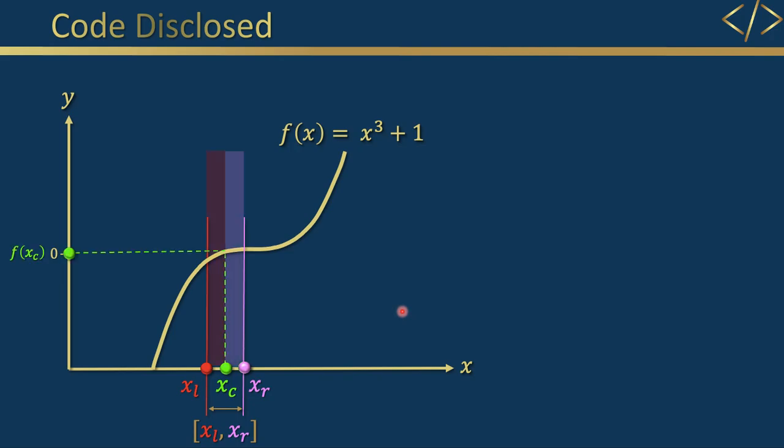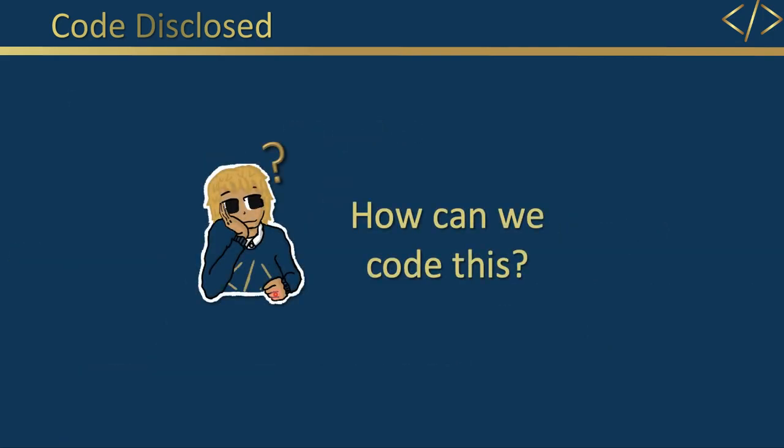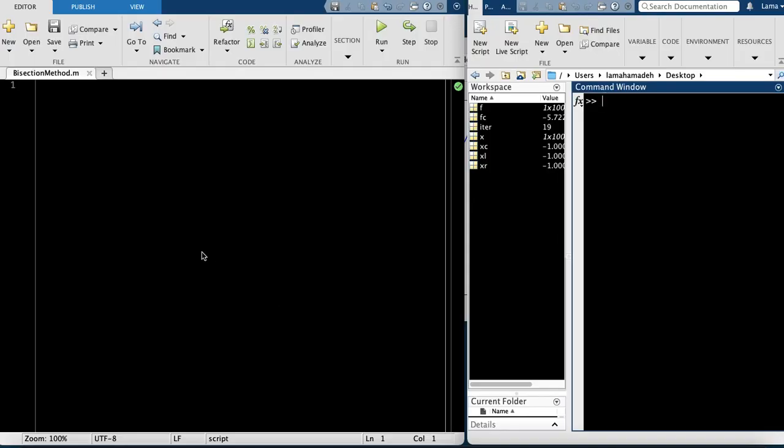Let's evaluate the function at the half, and you can see here that our function lies very close to 0, which means that the middle point here is our root. That's the root that we are searching for. Okay, now the question is how we can code this. All right, to answer this question, let's go to MATLAB.